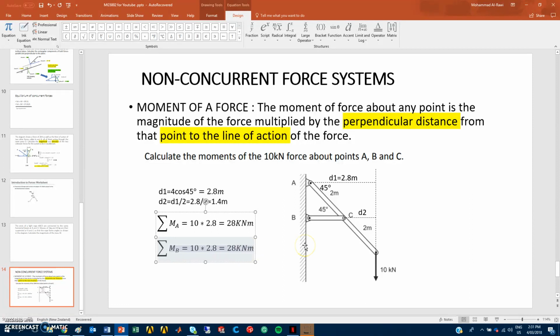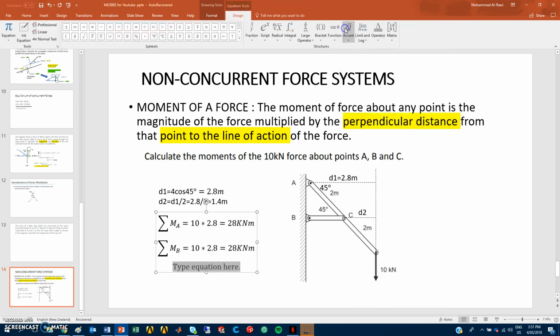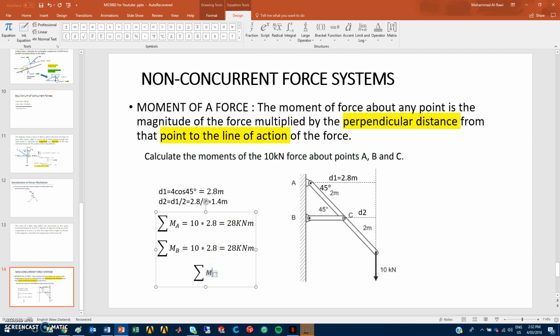That will be equal to 28 kilonewton meters. Now, the same thing, we need to find the moment about point C. So we go again and write the algebraic summation of forces, making sure to select the subscript so I can have M representing the moment about point C. What we have here is the same force, 10 kilonewtons, multiplied by the distance. Now we want to transfer this force from that line, which is the line of the force, to that distance, which is D2. Remember, D2 is 1.4, so times 1.4, and that will be equal to 14 kilonewton meters.